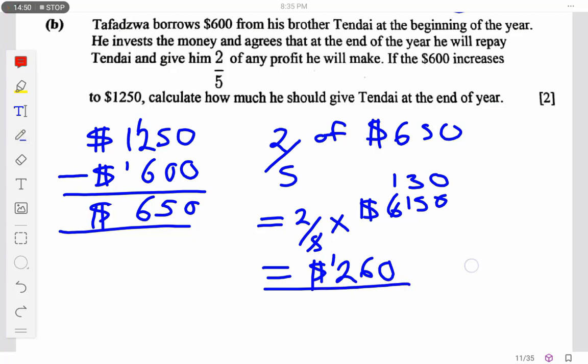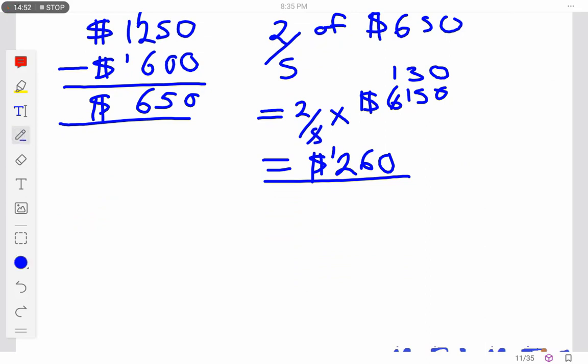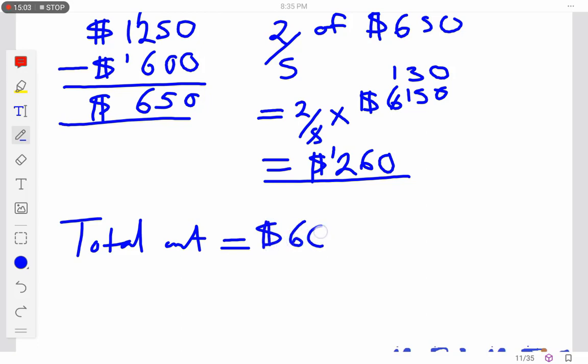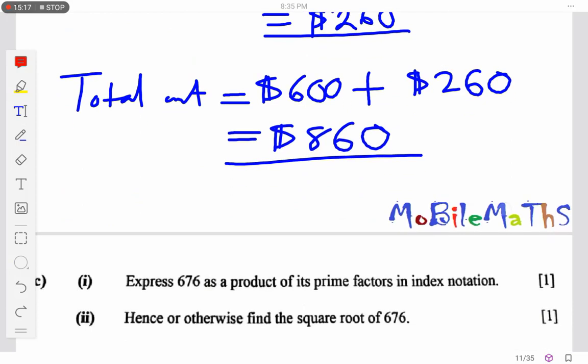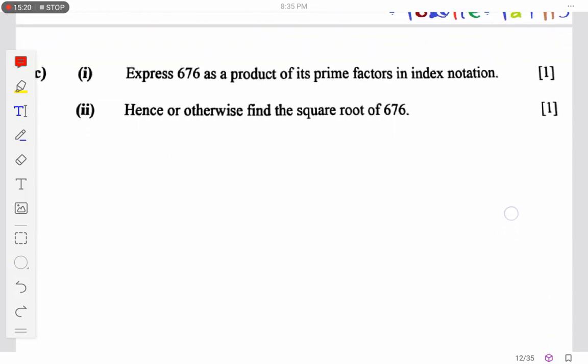But he borrowed 600. So at the end of the day, we are going to say the total amount that he's going to give is going to be equal to borrowed money, which is 600, plus the profit, which is 2/5 of the profit, which is 260. Okay, so at the end of the day, he's going to give $860 to his brother Tendai. Okay, let's move on.